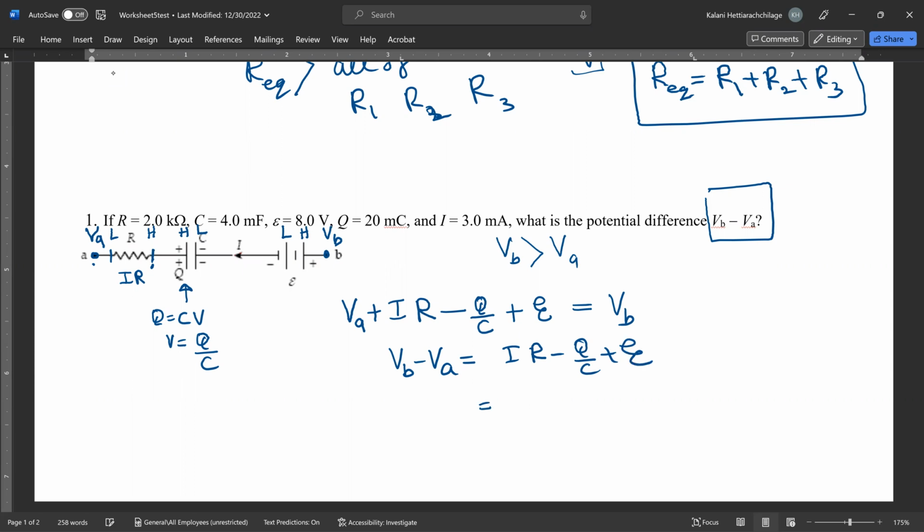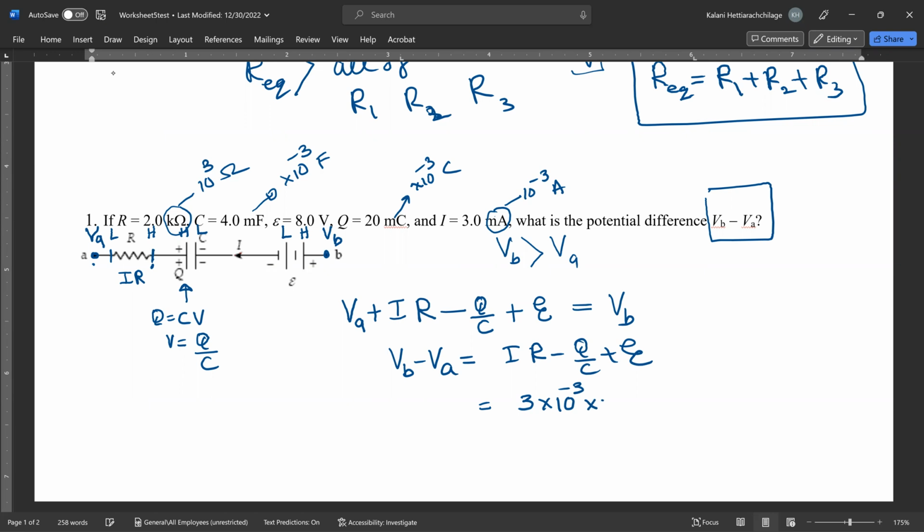Now it's time to plug in the values. I will be 3 milliamps and R will be kilo ohms. Let's write 3 milliamps. Milliamps means 10 to the negative 3 amps, right? And kilo ohms is 10 to the positive 3 ohms, and here millifarad is 10 to the negative 3 farad, and this is millicoulombs, that means 10 to the negative 3 coulombs, okay? So now let's plug those in.